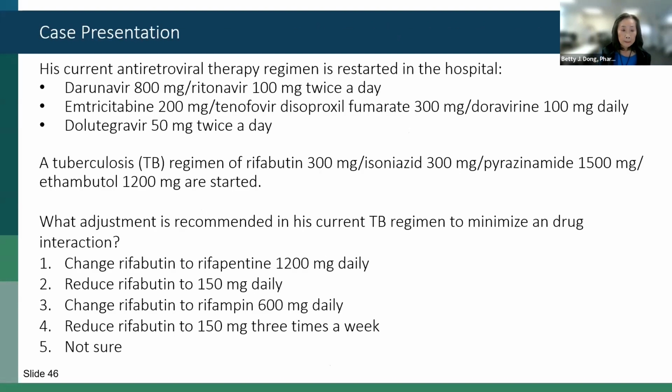So in our patient, what would you recommend that we do with the TB regimen? Yeah, 77%, perfect, of you would recommend reducing the rifabutin to 150 milligrams daily, and that is the recommended answer, just to reduce the risk of rifabutin toxicity, specifically with the boosted darunavir. Some people might also try to increase the doravirine if they were concerned about losing virologic suppression, and we would maintain the dolutegravir at 50 twice a day.